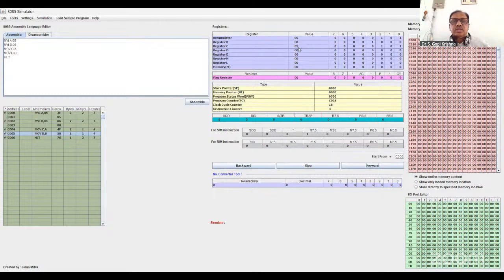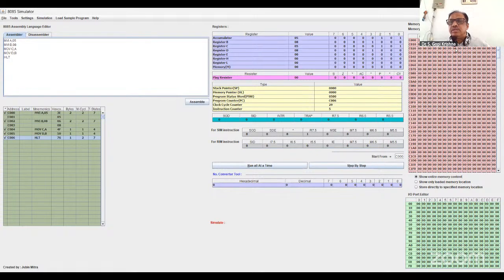Yes, C has the contents of A copied into it. Then the next instruction is going to be executed: MOV D, B, so the B register is copied to the D register. That is all, and then the program halts. Let us see that the program is switched off, that is, halted. This is how the program is completed.